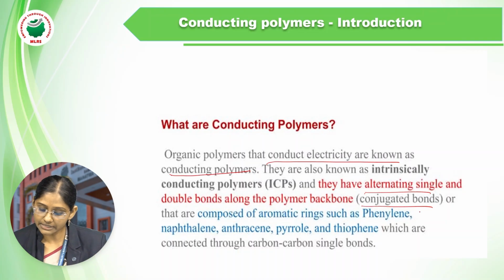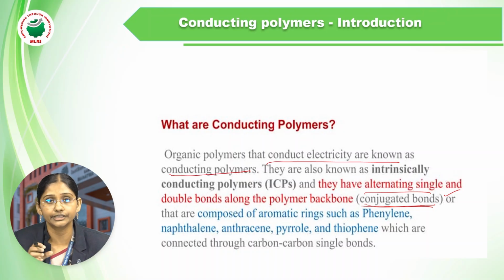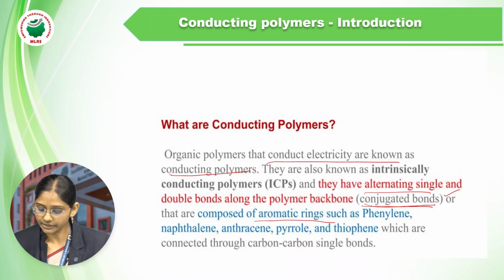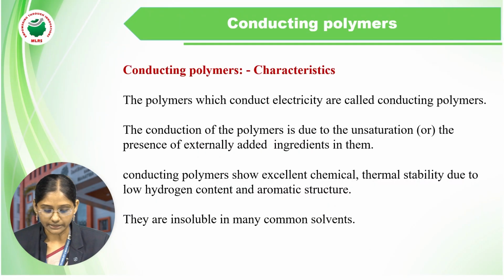If the backbone of the polymer chain contains a conjugated system... What is meant by a conjugated system? If the polymeric backbone contains alternate double bonds, then it is called a conjugated system. And if this conjugated system or aromatic system contains aromatic rings also, they conduct electricity. Clear? So that is about conducting polymers.